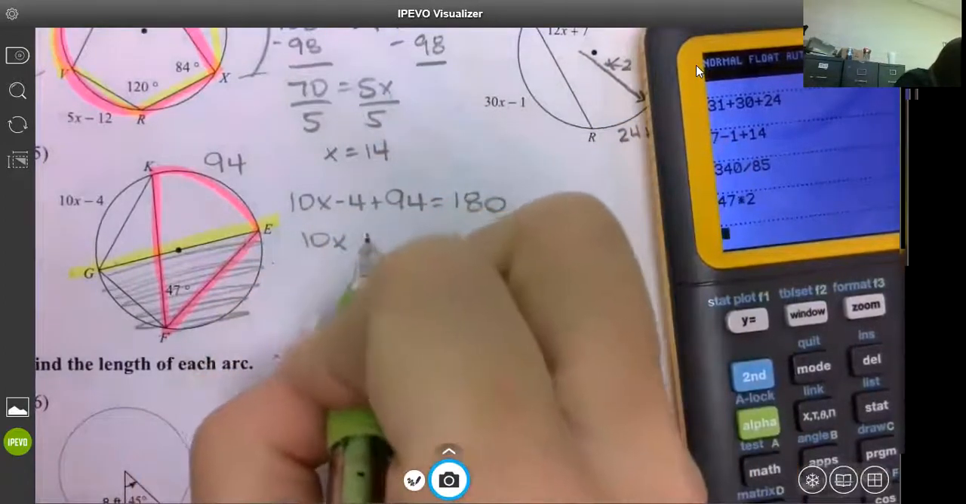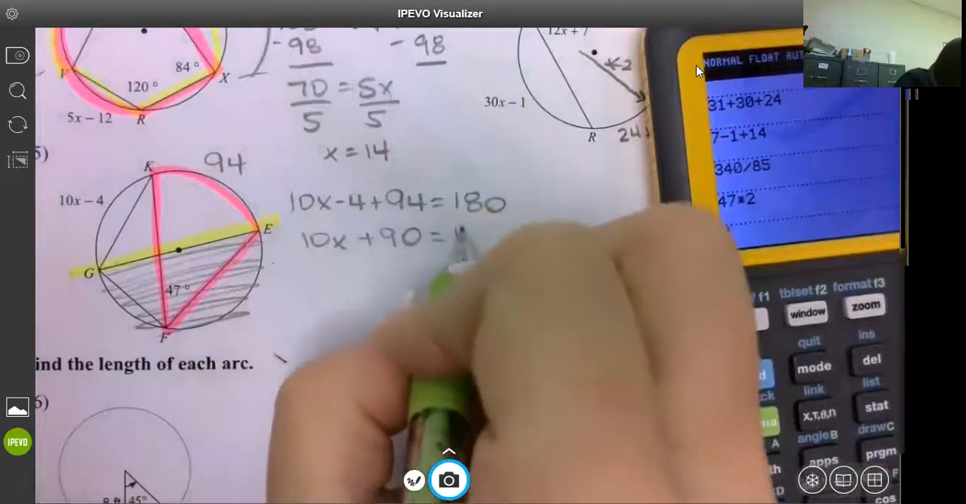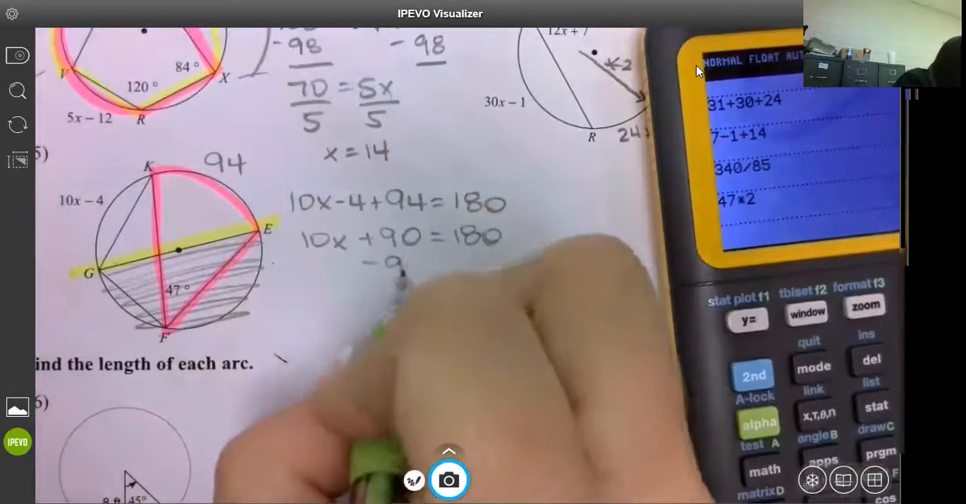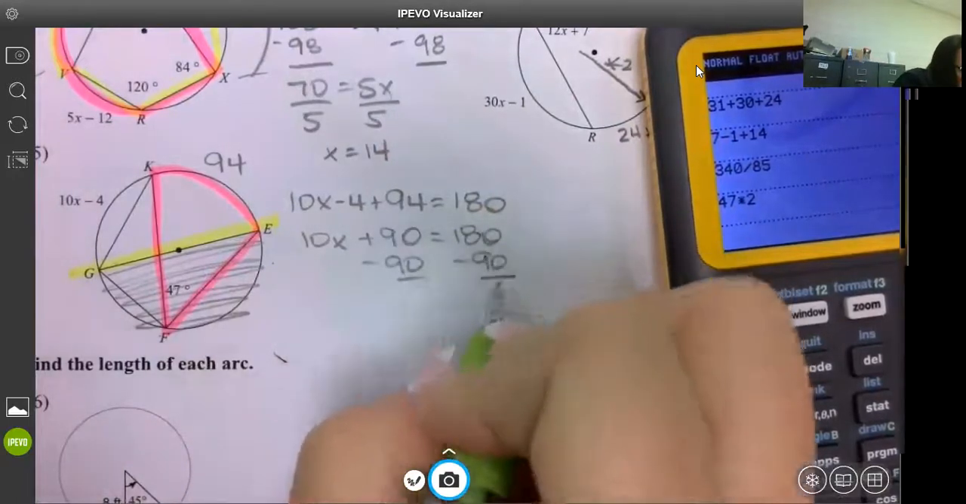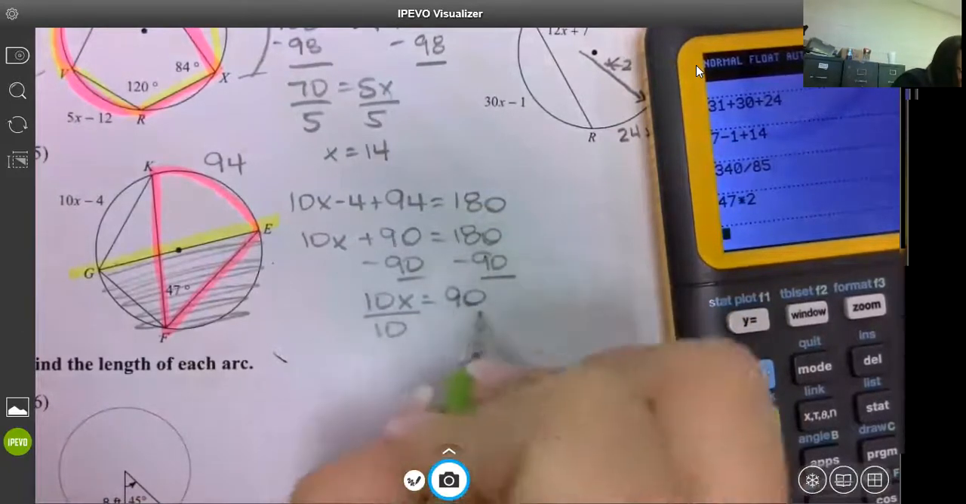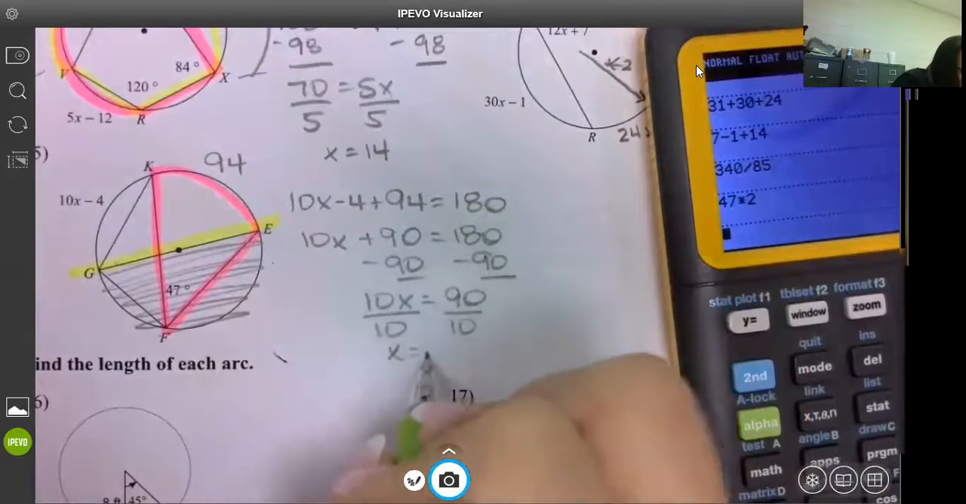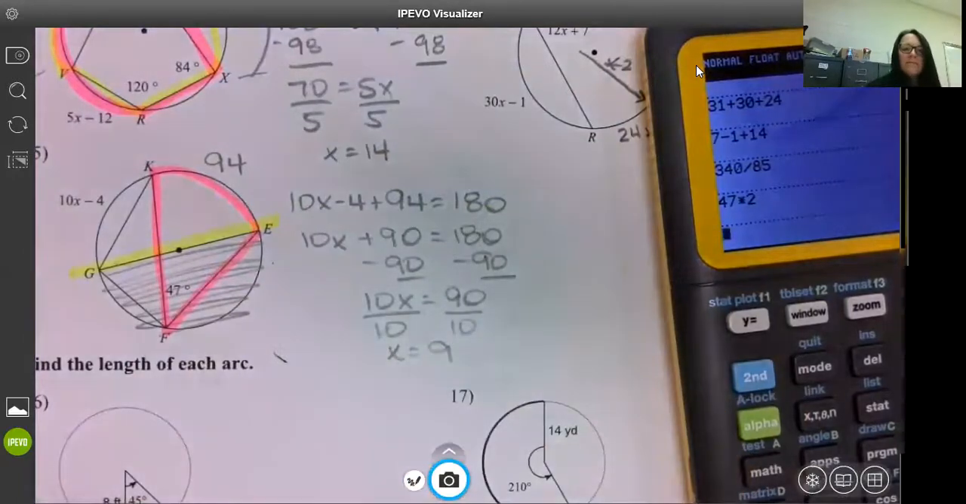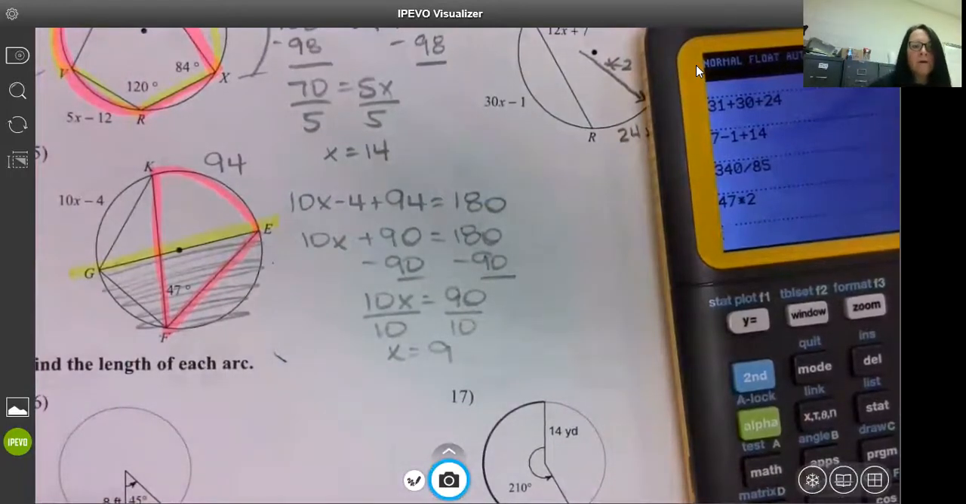So 10x plus 90 equals 180. We're going to subtract 90, and I get 10x equals 90. Divide by 10, and x equals 9. All right. So again, that's stuff that you should already know. So those are all review.